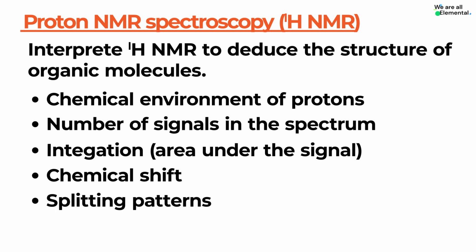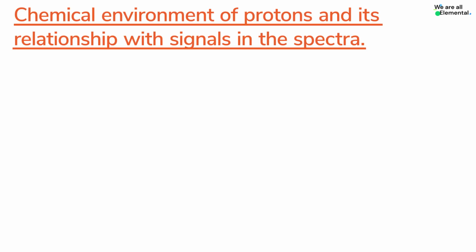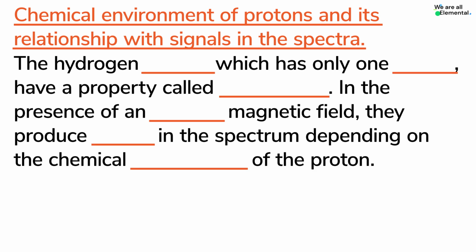A detailed explanation of the HNMR spectroscopy is not required at this stage. What you need to know is how the spectra is used to determine the structure of the organic molecule. Let us first understand what is the chemical environment of protons and its relationship with signals in the spectra.